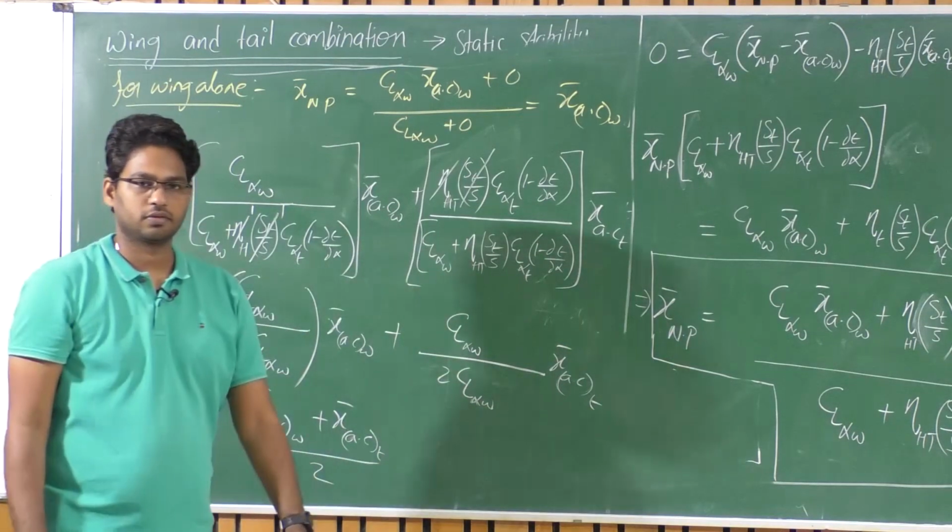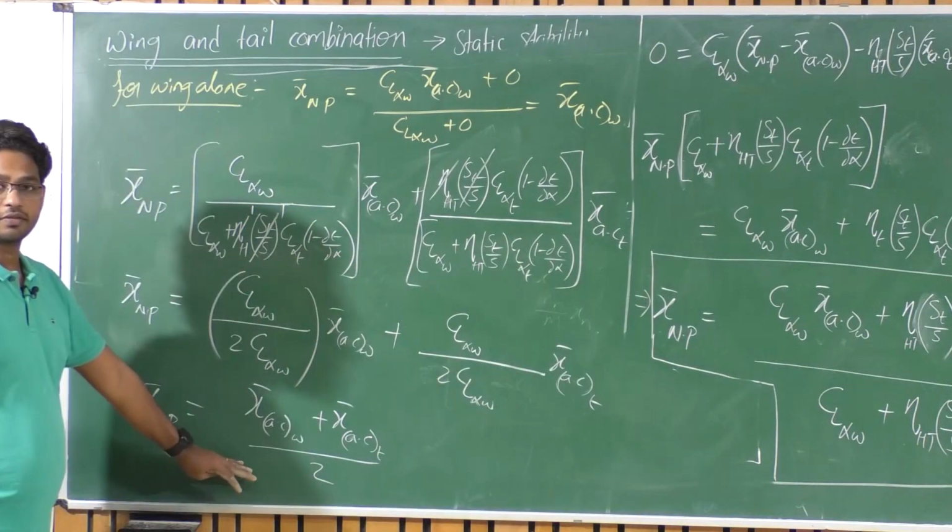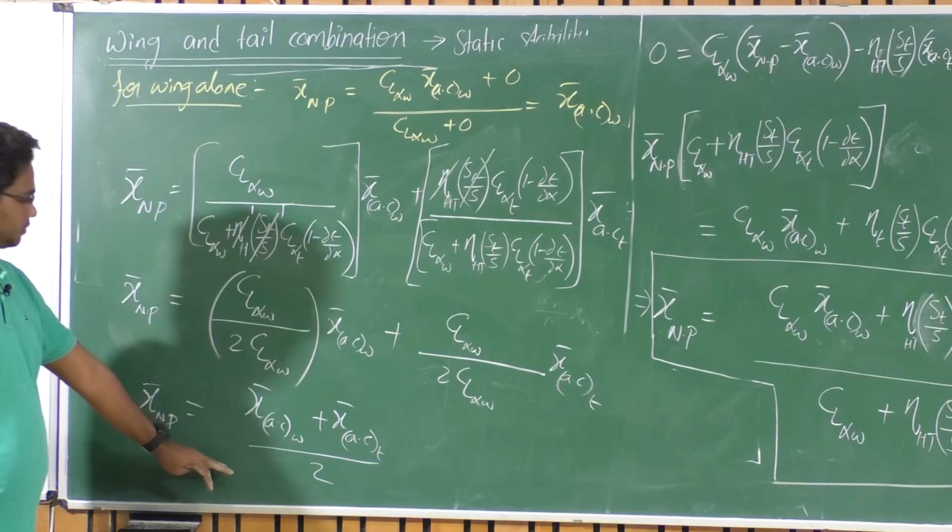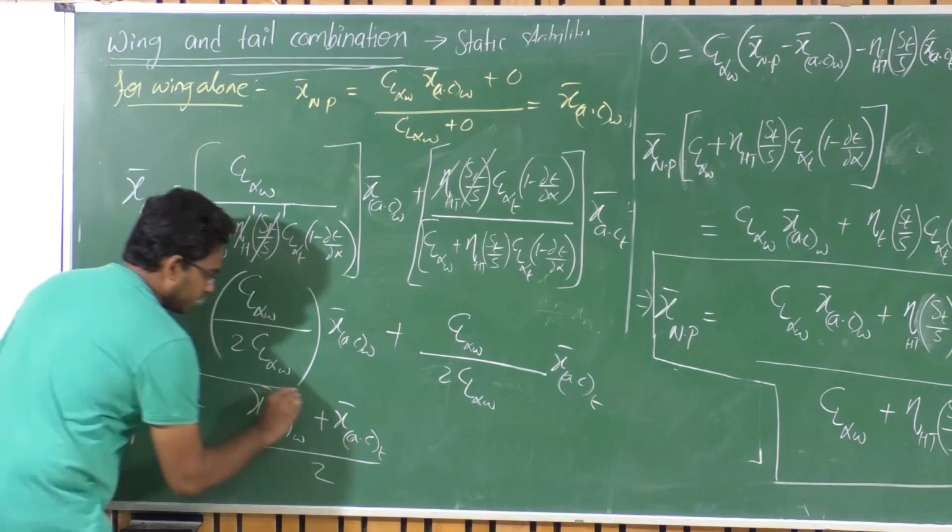It lies at the midpoint of the distance between the x aerodynamic center of wing and the x aerodynamic center of tail. How many of you appreciate this? Okay. So that is nothing but the neutral point.